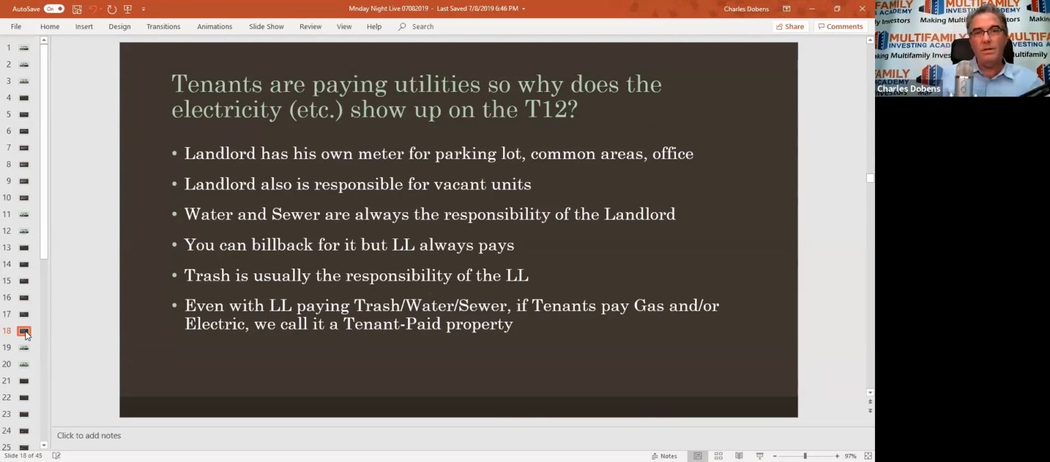It does not mean that there aren't other utilities that the landlord is responsible for. And the other thing too is you can always go back and bill back these guys.